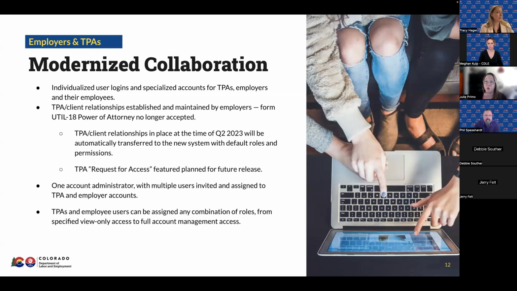What this means to you, once it's all set up, you've got one login to get into the system, and you can see all of your employer accounts and do everything you need with just one login. You can also have those multiple users under your account if you need to. Our TPA client relationship is established and maintained by our employers. The form UITL 18 power of attorney is no longer accepted. We no longer need that because it's right in the system.